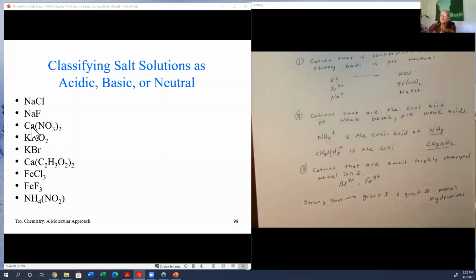Okay, calcium nitrate. Ca2+, acidic or neutral? Neutral. NO3-, acidic, neutral or basic?